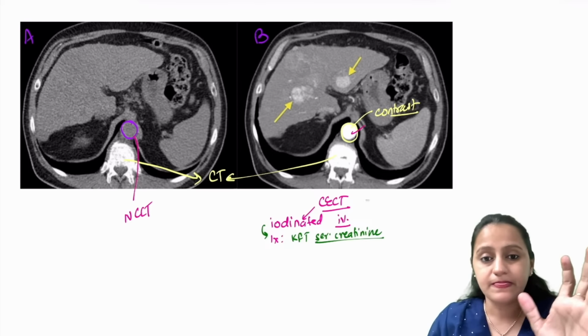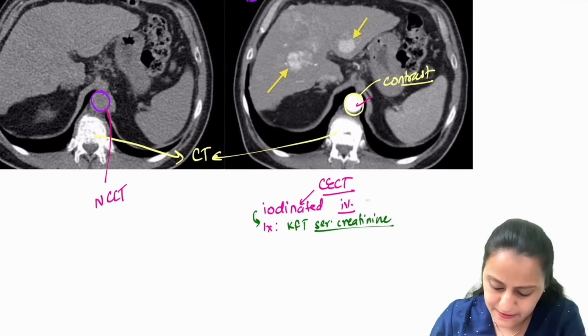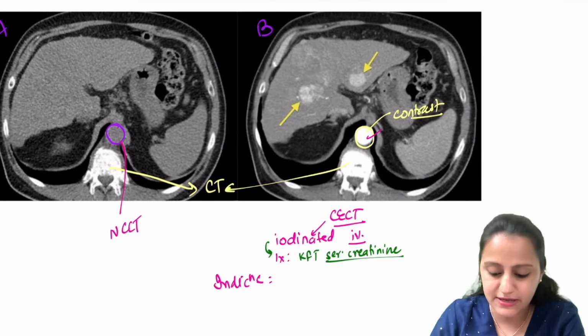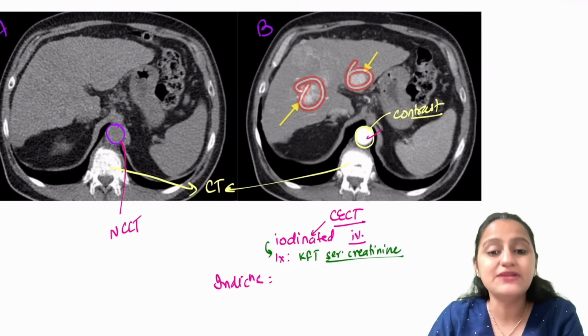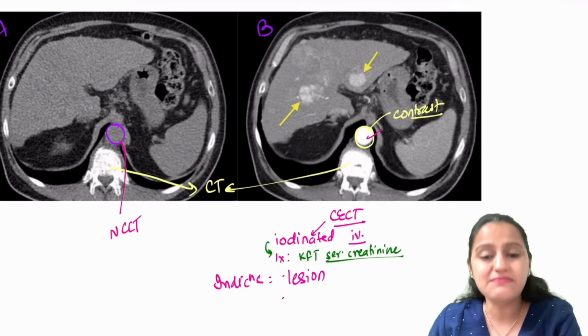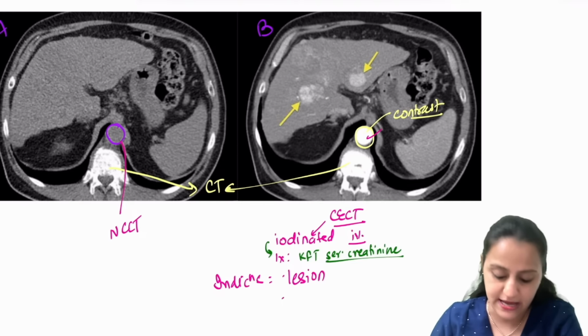And what is the need of doing this contrast scan? Why do you want to do contrast CT scan? Because look at the image here. The lesions are seen on contrast scan. So for any lesion anywhere, any mass, any tumor, you have to do a contrast scan.